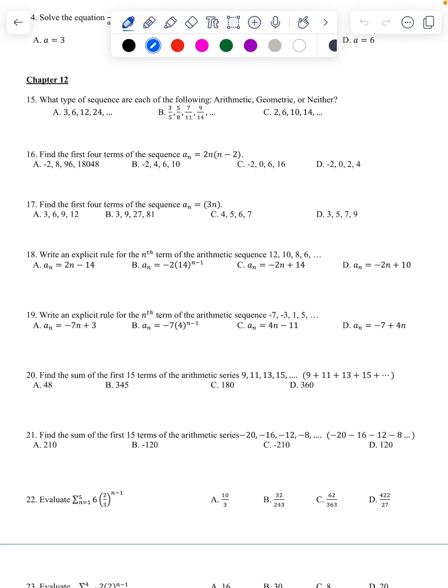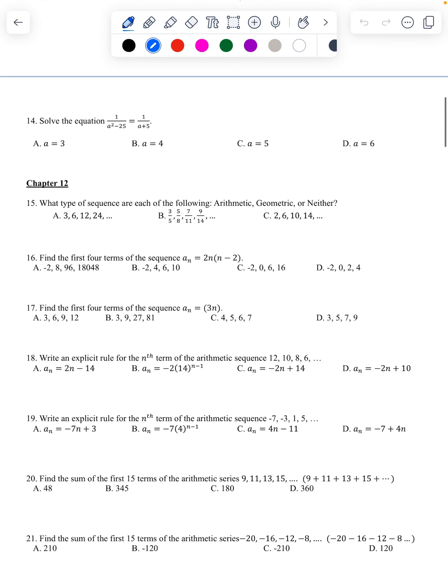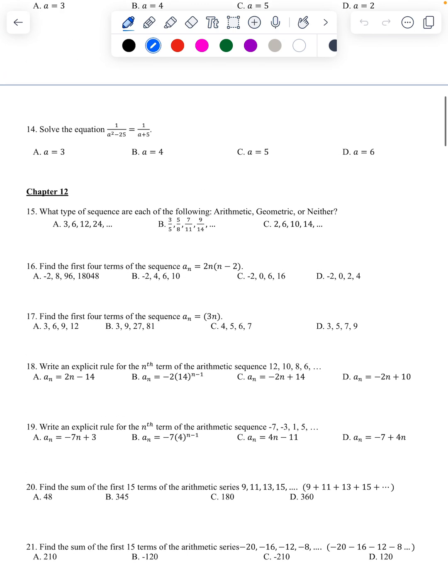Alrighty, friends, this is chapter 12. This one's kind of a doozy. I don't know why, but this is always challenging for students. So we're going to dive into this together, and you have a sheet that has all the formulas on it, so it's really important that you look at what it's asking and then find the formula that matches.